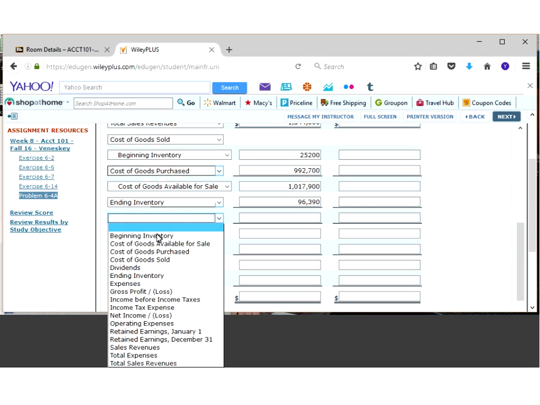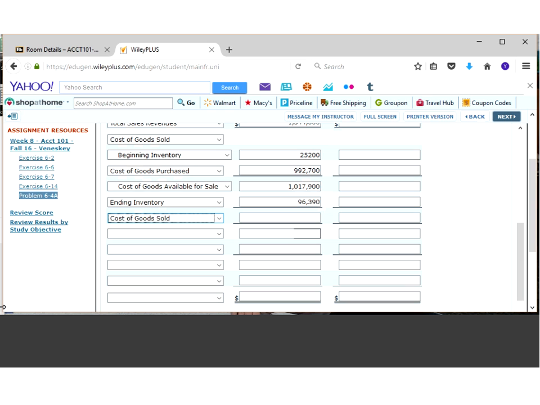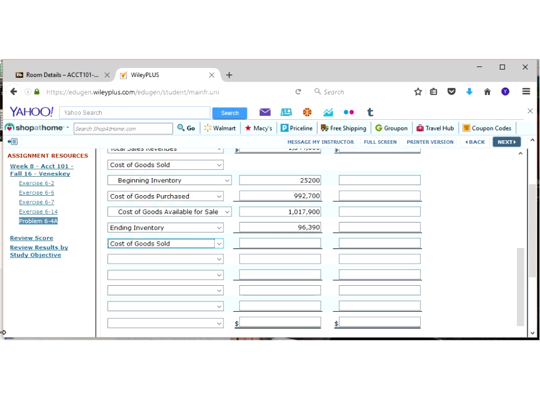Okay, let's go back to our FIFO. Cost of goods available minus our ending inventory is our cost of goods sold. So let's do the math. 1,017,900 minus the 96,390, and I'm left with 921,510.